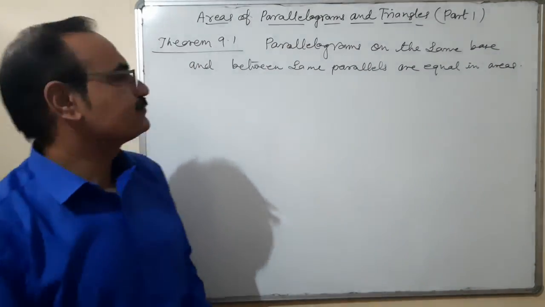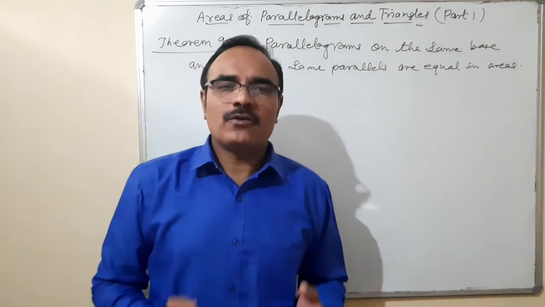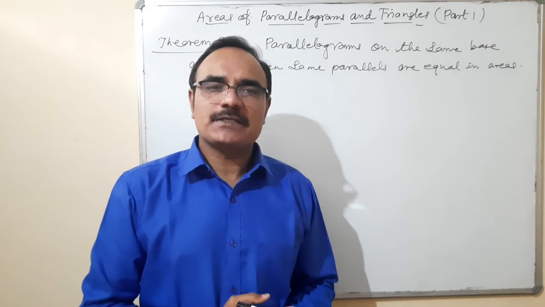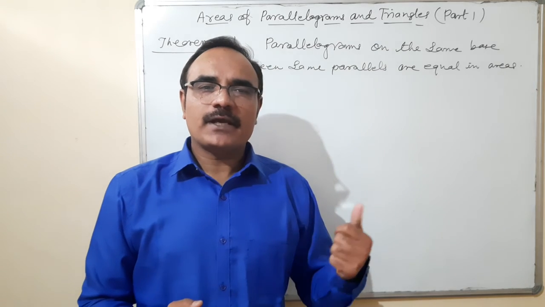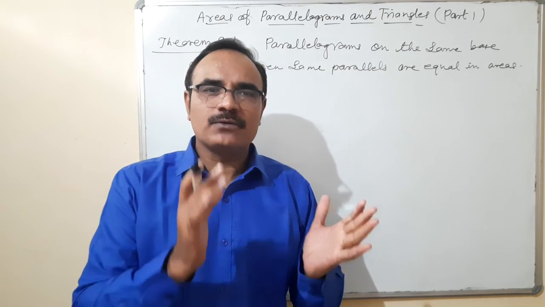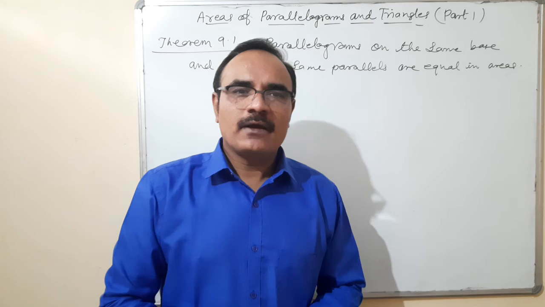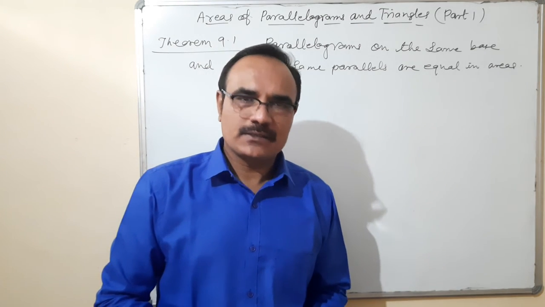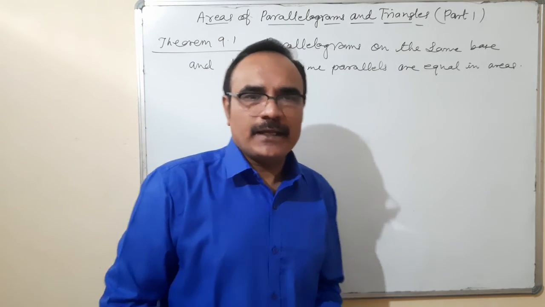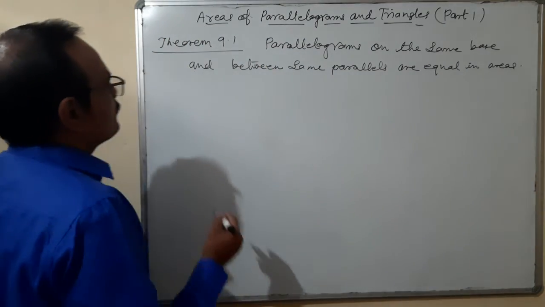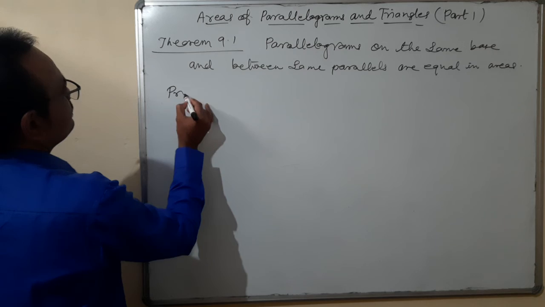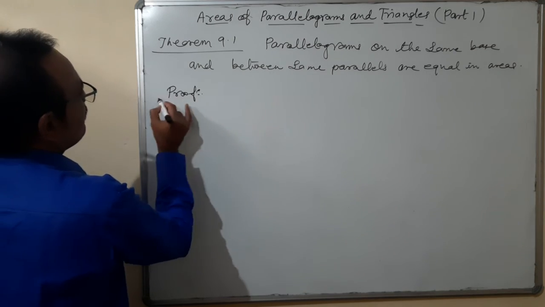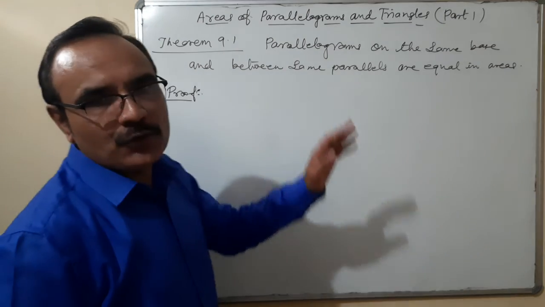This is a very important theorem. Parallelograms on the same base and between same parallels are equal in area. Here I am talking about parallelograms, not only 2, it could be 3, 4, 5, whatever. But the condition is that they should be on the same base and between the same two parallels, then they are equal in areas. Proof. This proof will be done in two different ways.